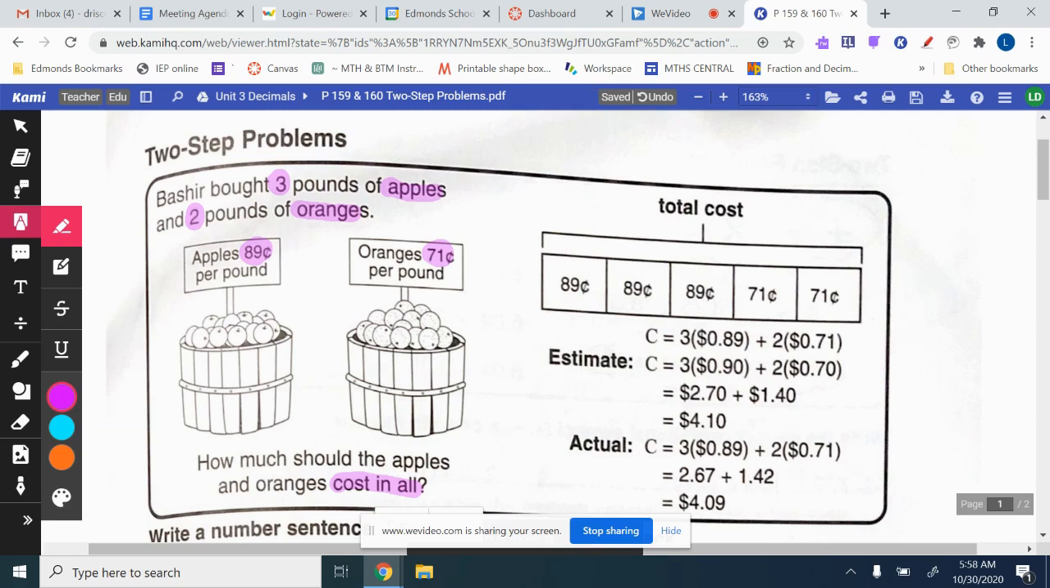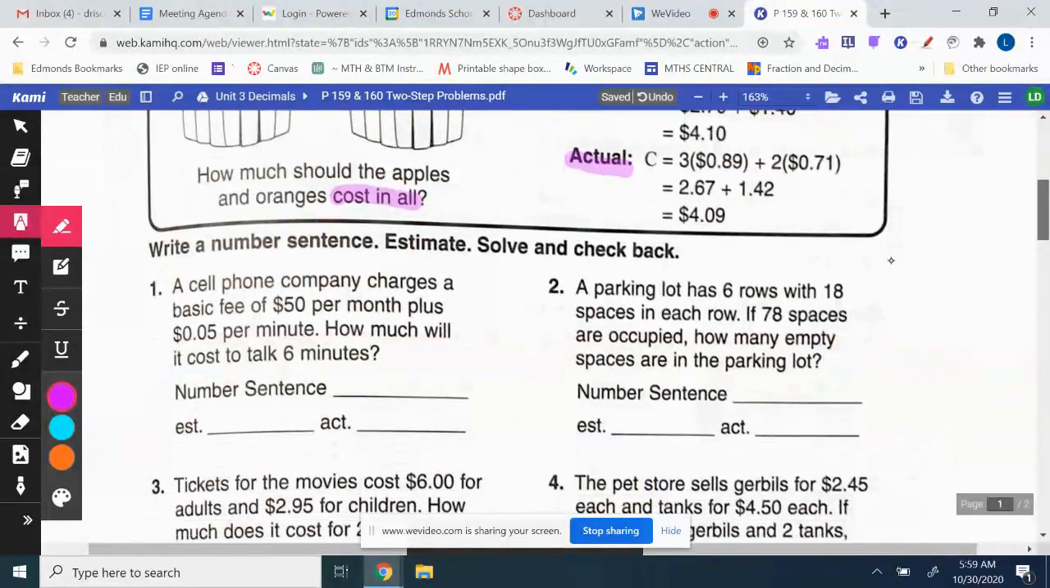They gave you a nice little picture here of what that could look like. And then they set up a number sentence where C equals the cost of the apples. And we're going to start introducing letters to our math, so don't be worried when you see a letter. We'll start explaining what they mean. They give you an estimate, and then they work out the actual. So let's see what this looks like for us on number 1.